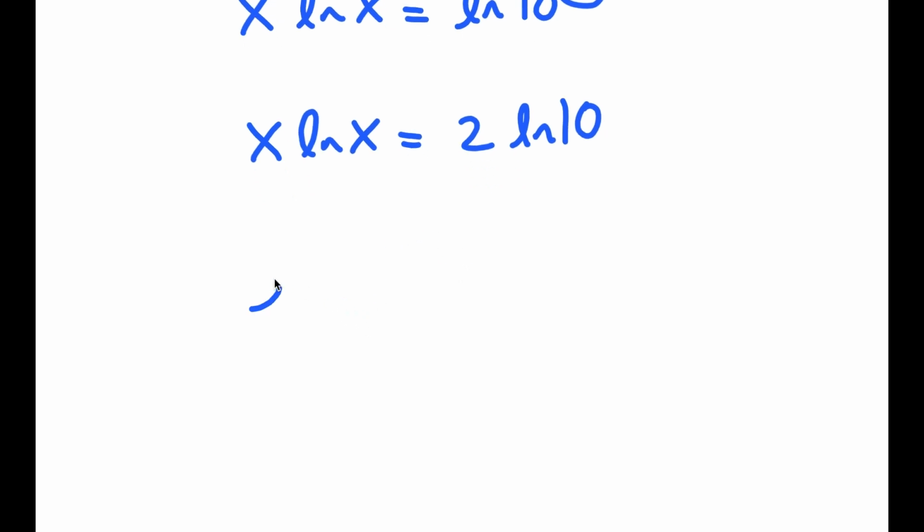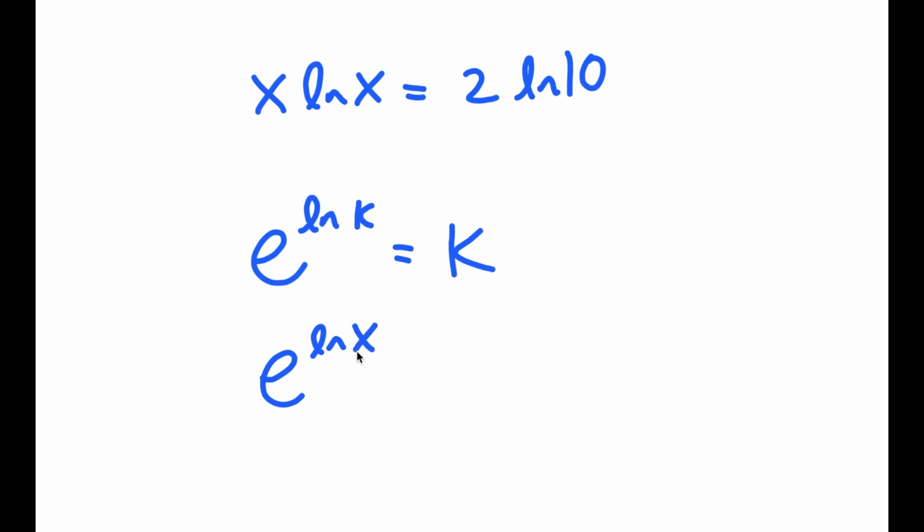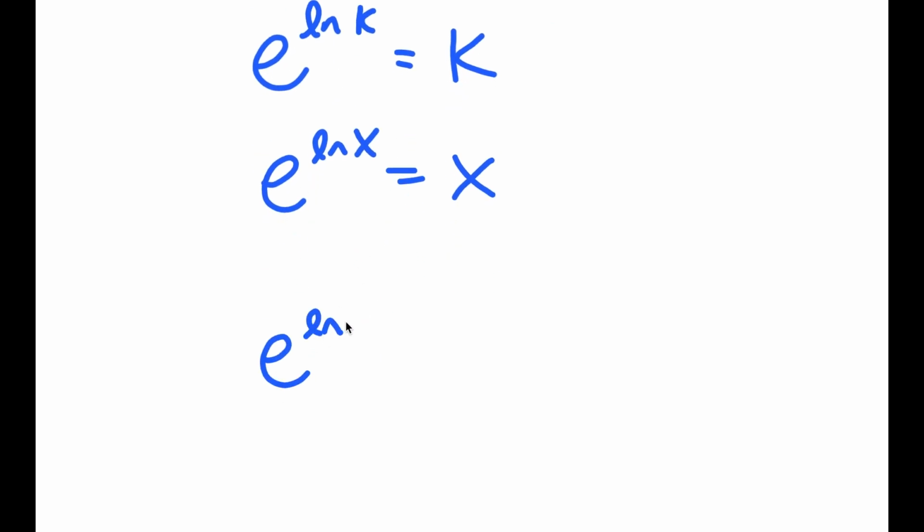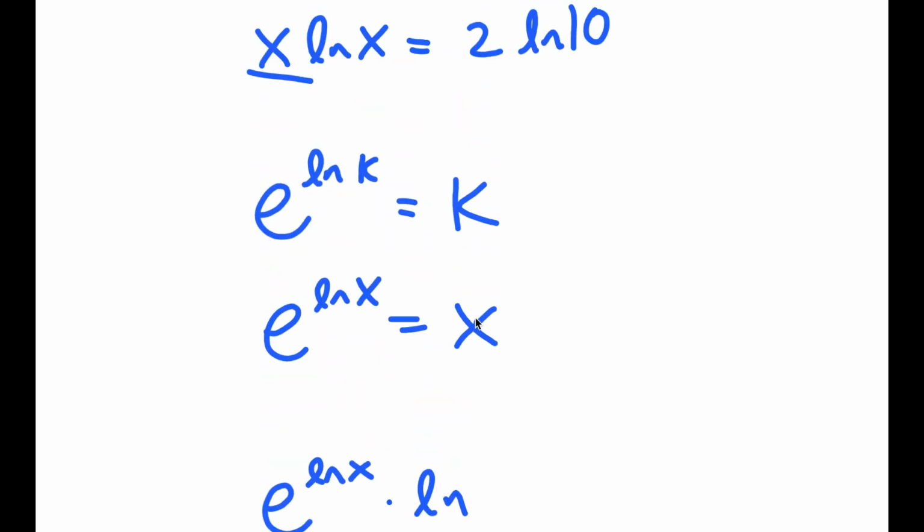Now, if I have something in the form e to the power of ln of k, this is equal to k, because the e and the ln cancel out. So this means that e to the power of ln of x is just equal to x. So what I'm going to do is rewrite x as e to the power of ln of x. And I'll tell you why in just a second.